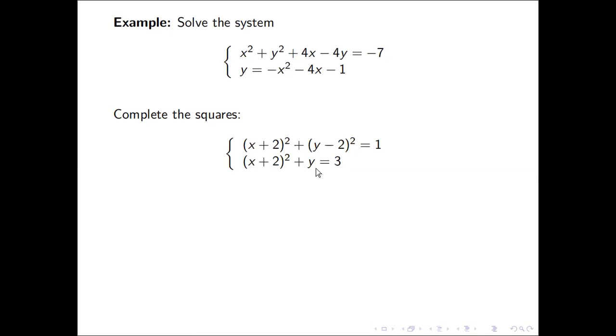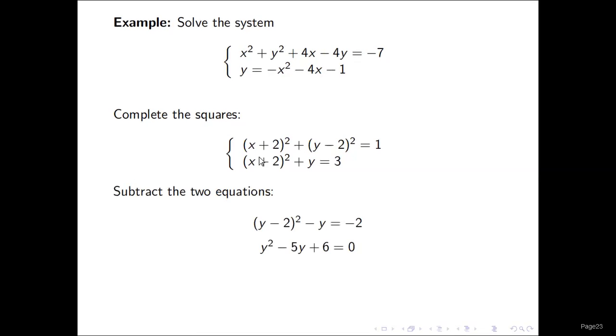So let's do that. Let's subtract the 2 equations. You can just multiply one by negative and then add to the other. So we have this one. So notice this cancels out. So we will be left with (y - 2) squared minus y on the left-hand side, and then 1 minus 3, which is negative 2, which is now quadratic in y, which you can simplify.